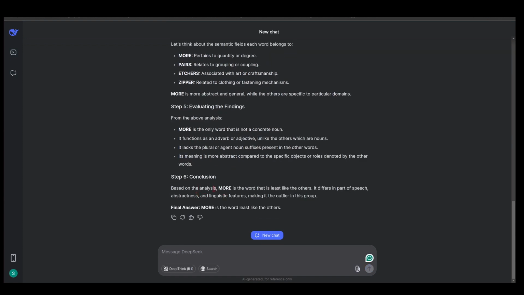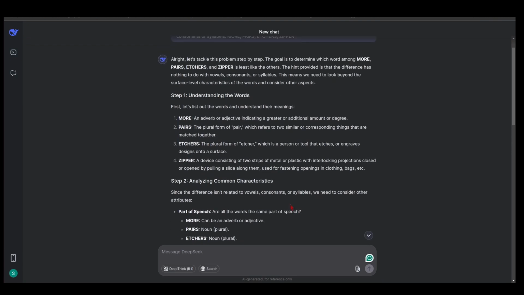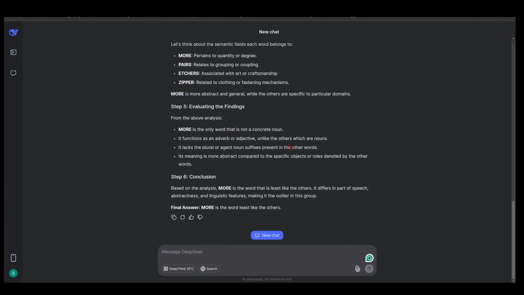So it comes up with more. Based on the analysis, more is the word that is least like the others. And the reason it says is it differs in part of speech, abstractness, and linguistic feature, making it the outlier in this group. At least it's not throwing a bunch of text for the reasoning. So for simple problems like these, we need to kind of disable the thinking, but then the answer that we are getting is not quite convincing.